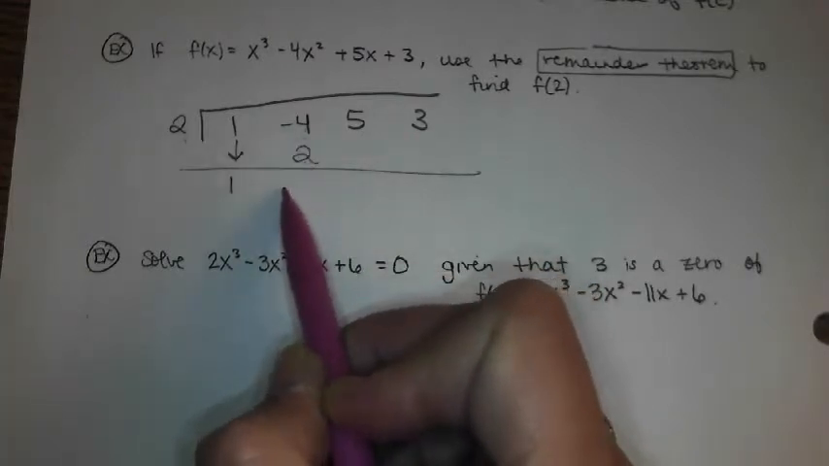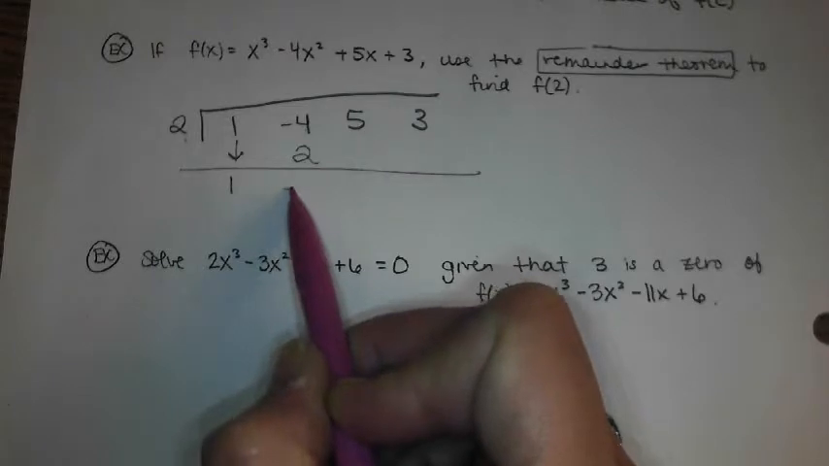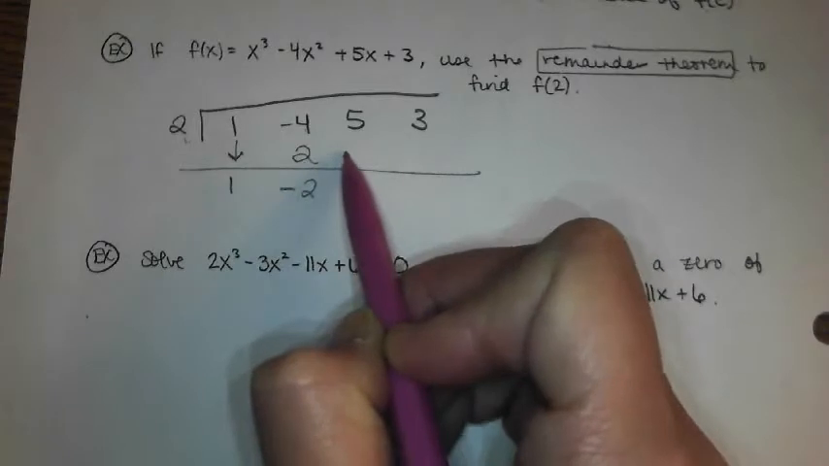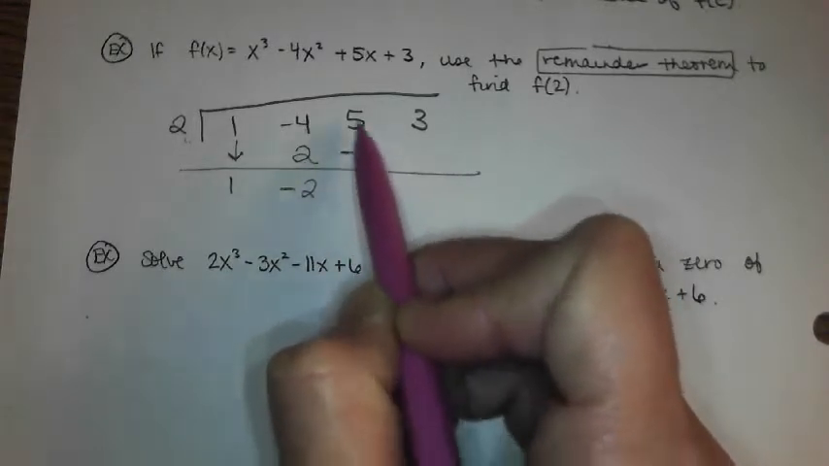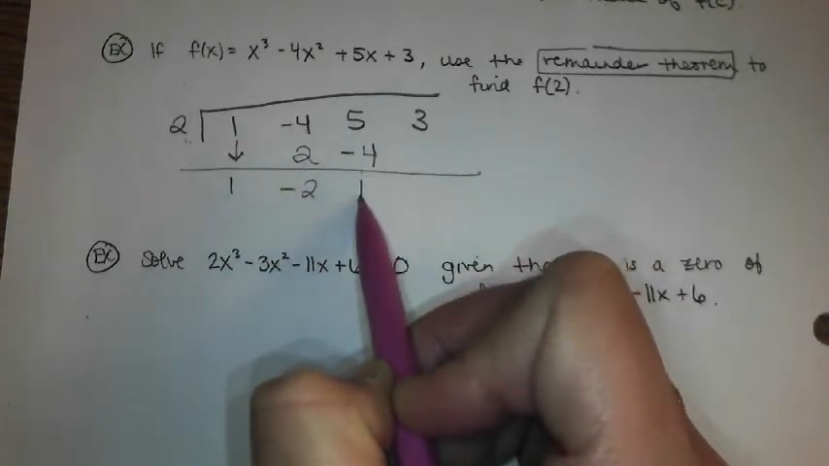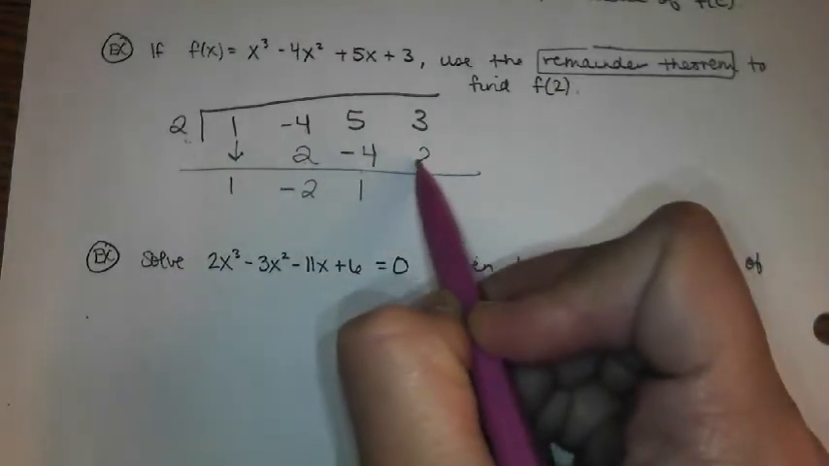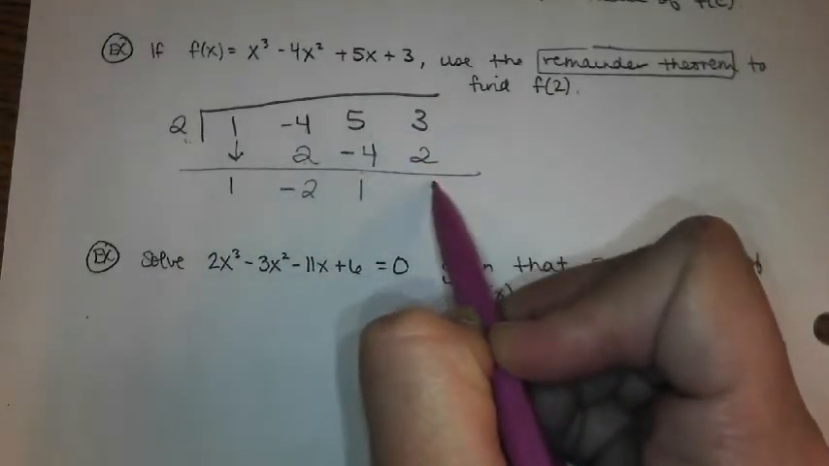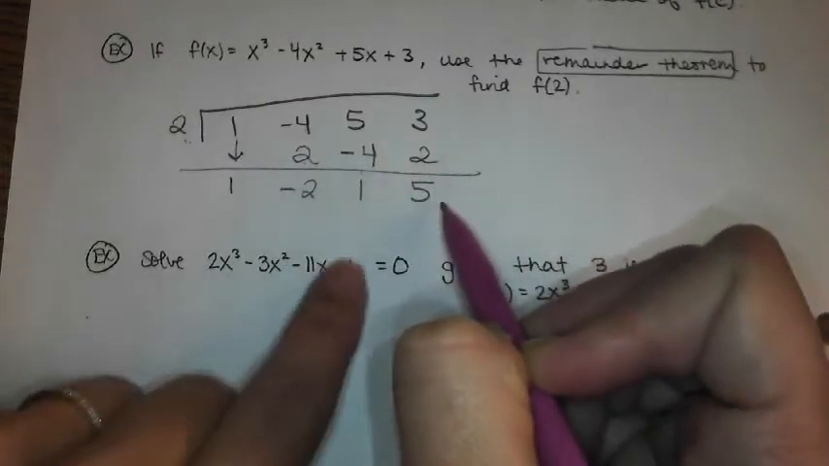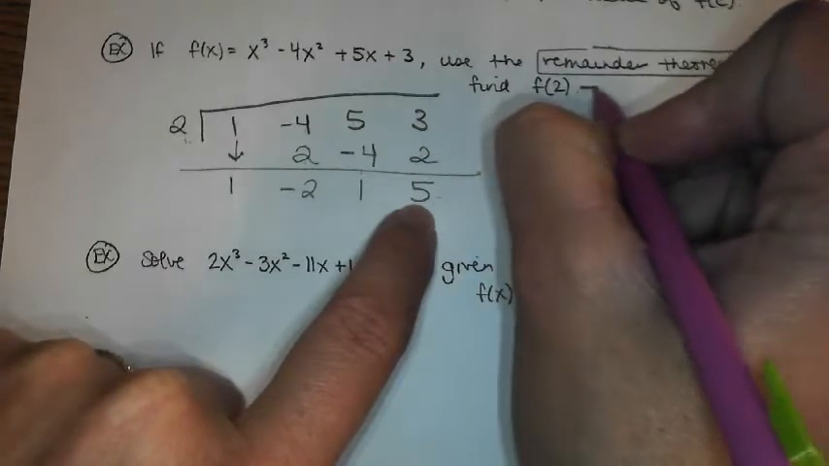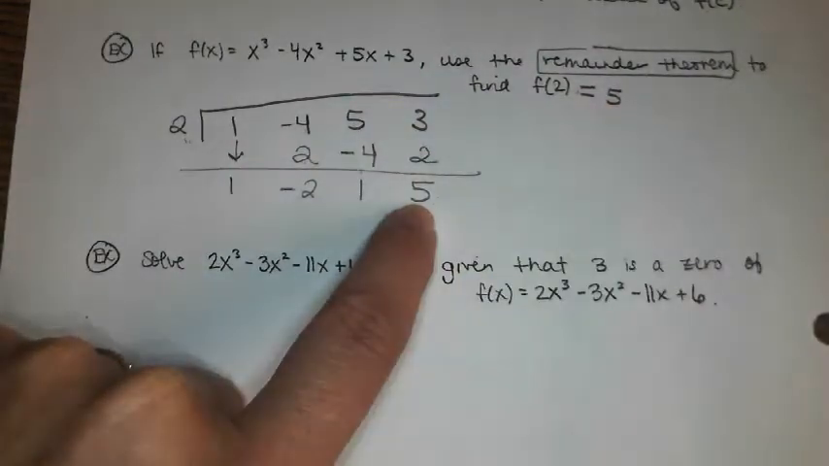What does that give you? Negative 2. We do a repeat. 2 times negative 2 is negative 4. Add those up, we get positive 1. 2 times 1 is 2. Add those up, you get 5. So this is my remainder. That last number is always your remainder, so f of 2 must equal 5.